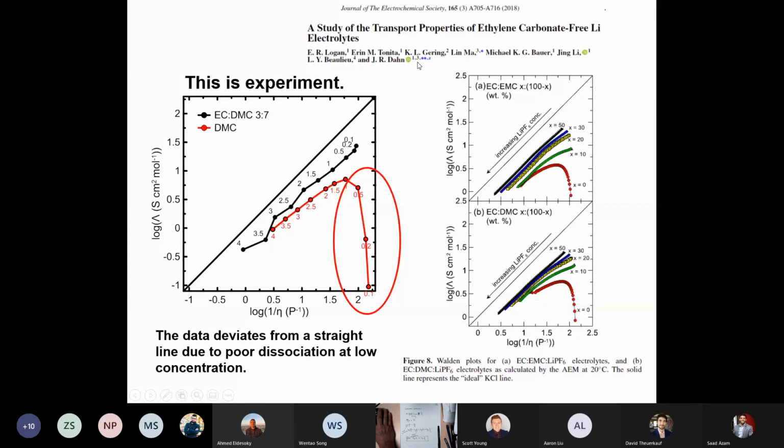And then Kevin Gehring did AEM calculations to plot theoretical Walden plots. And these X's that you see here are the EC content in the electrolyte. So he captures this downturn quite well that we see in experiment. And by 10% EC, like I mentioned, you're pretty much back to normal behavior, more or less a straight line Walden plot.